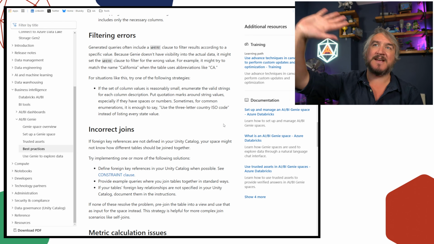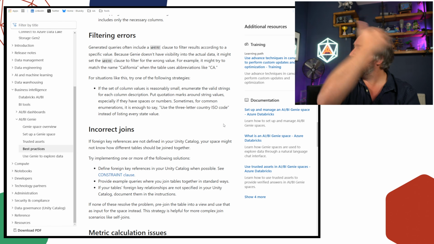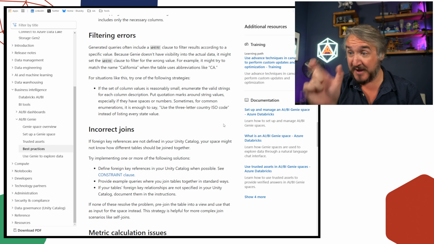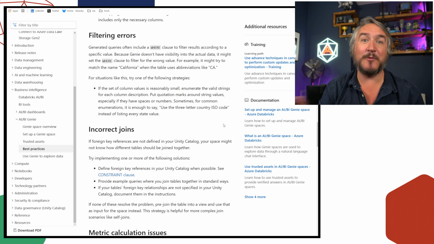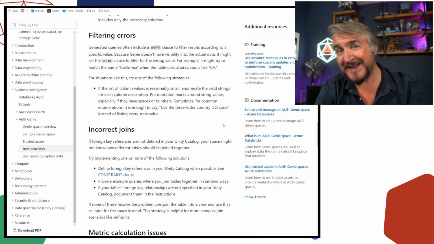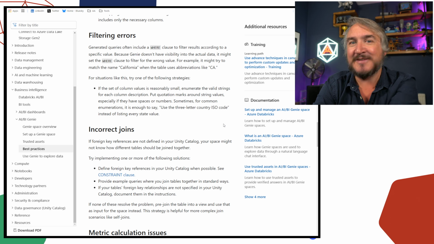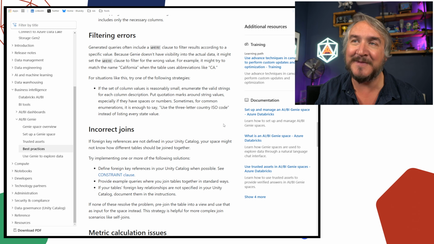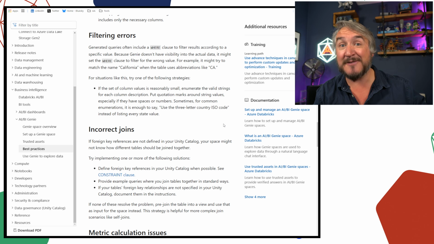Filtering errors, if it's having problems with the where statement. The where statement's the interesting one, because usually it's going to try and put a specific value into that where statement, where equals, and then a literal string that it passes down. But as we said earlier, it never sees the data. So it doesn't actually know, here are the 10 different strings that are stored in this column. It has to infer that from a bunch of other stuff.